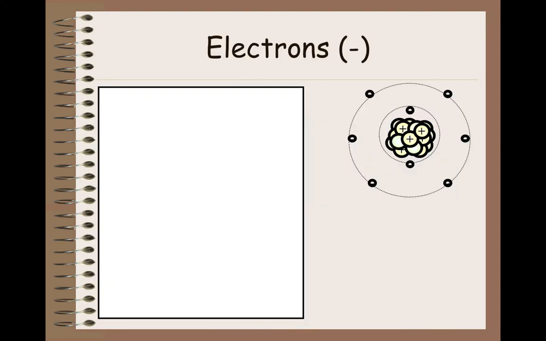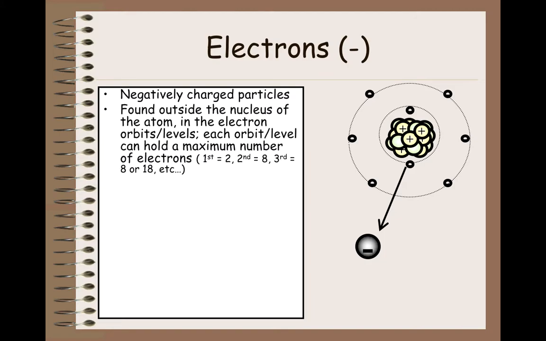When we look at electrons specifically, there's a couple things we need to know. First and foremost, electrons are negatively charged particles. Secondly, these electrons are found outside the nucleus of the atom. We just saw that, right? They circle around the nucleus in different orbits or levels, or shells, as we sometimes call them.